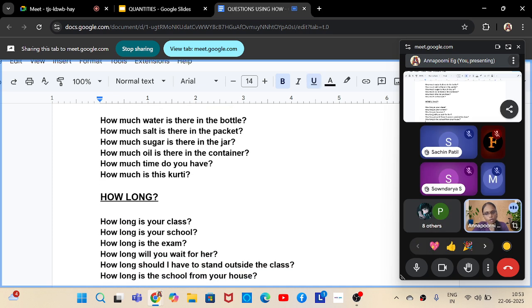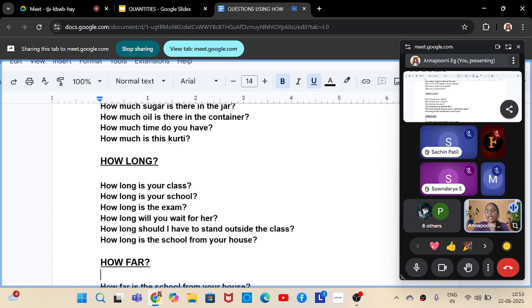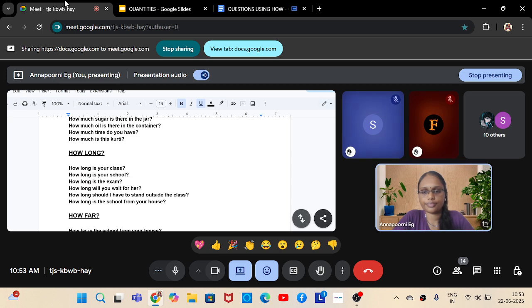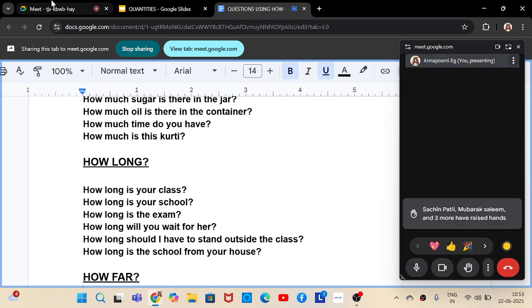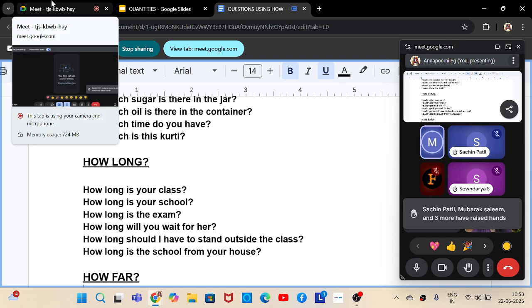Okay, now moving to how long. Let me call Akshaya, can you read the questions for how long? How long is your class? How long is your school? How long is the exam? How long will you wait for her? How long should I have to stand outside the class? How long is the school from your house? All right, so here you can see all our questions are asking for a duration.